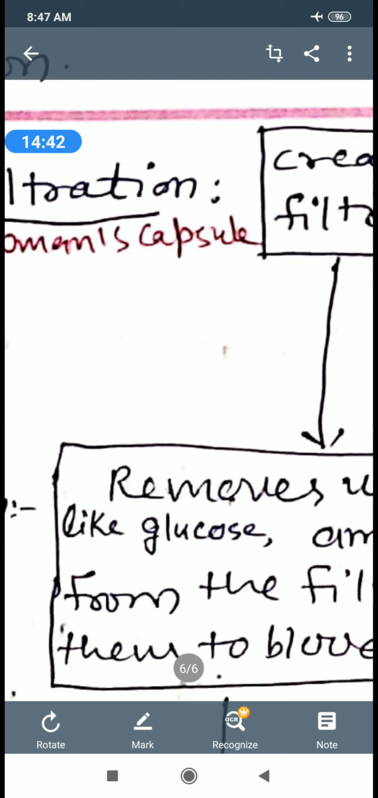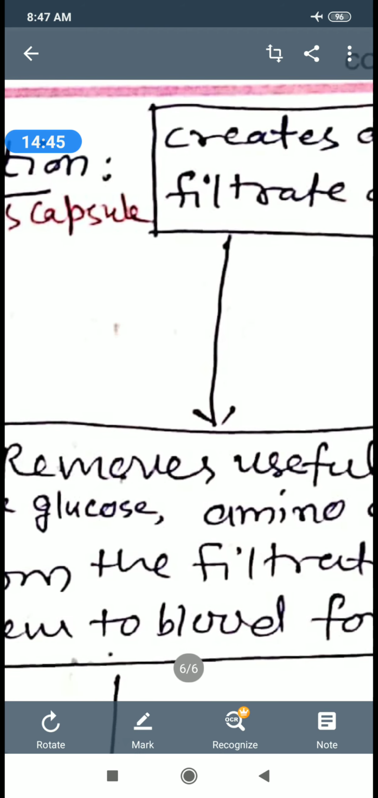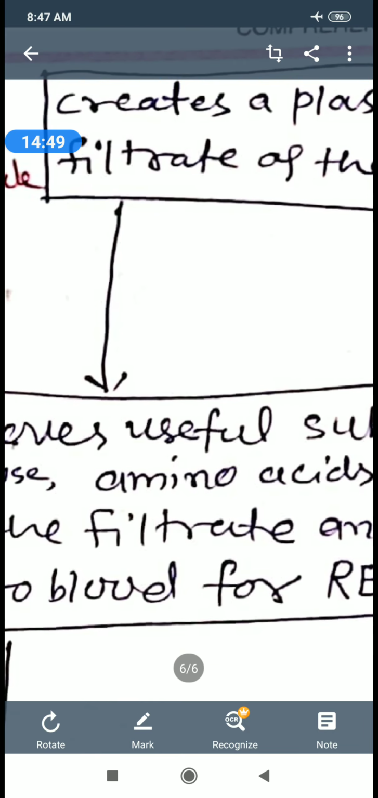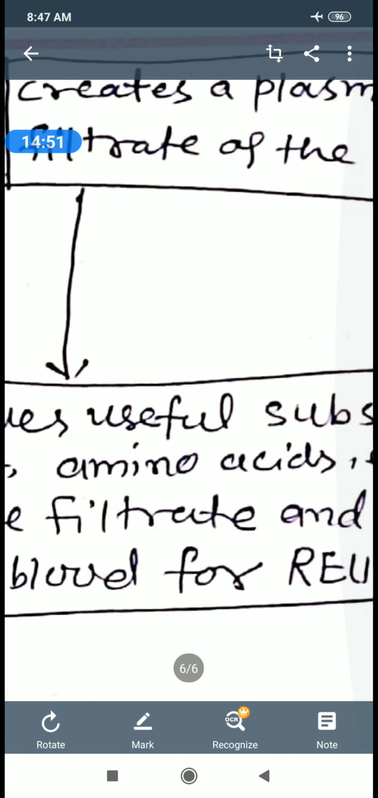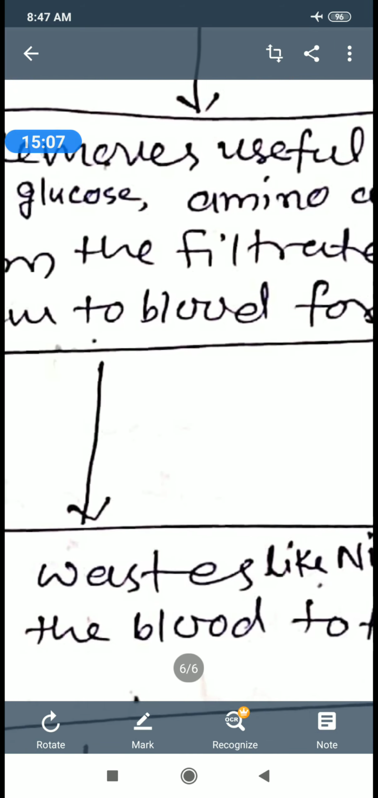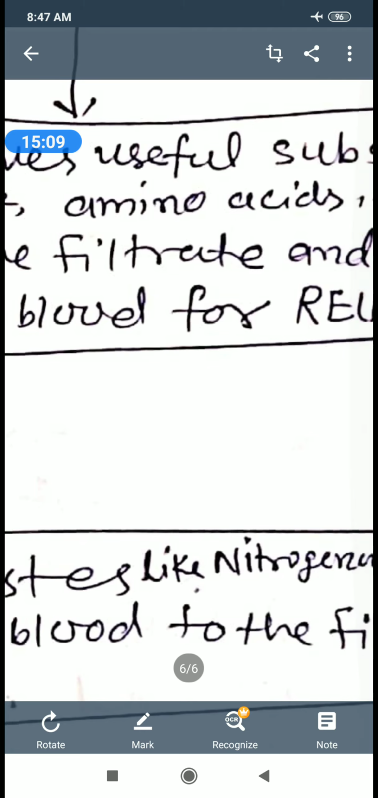It removes useful substances like glucose, amino acids etc. from the filtrate and returns them to blood for reuse. Third function of nephron is tubular secretion, done in DCT, distal convoluted tubules. It adds wastes like nitrogenous wastes, potassium ions, etc. from the blood to the filtrate.